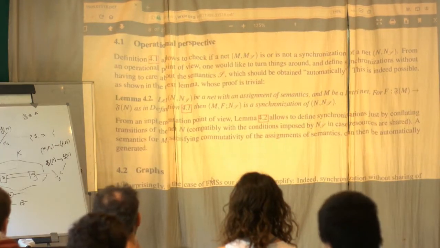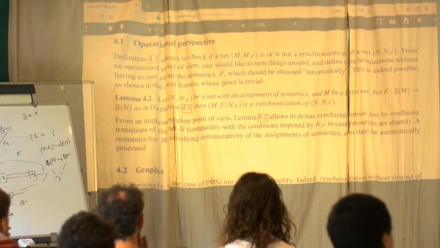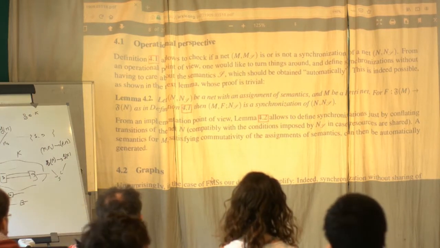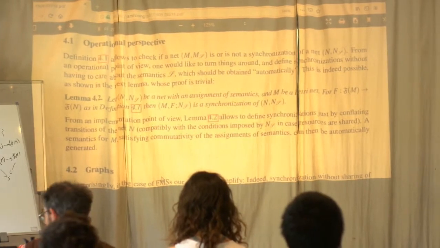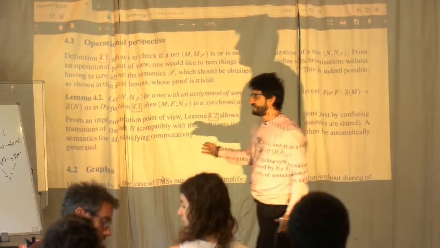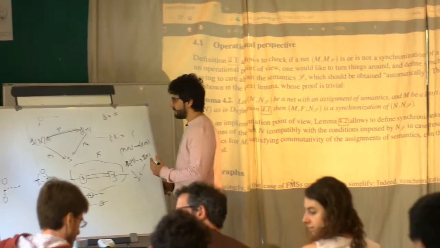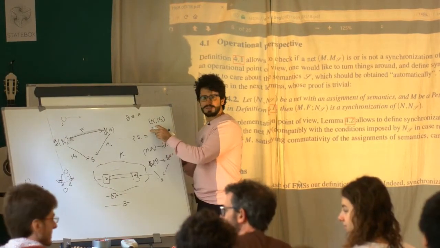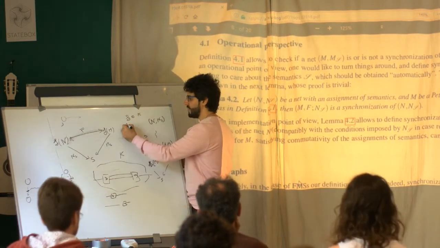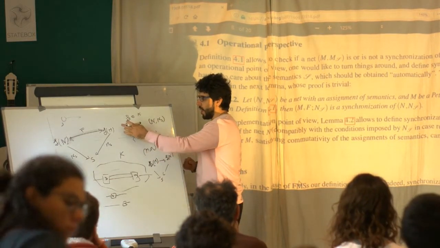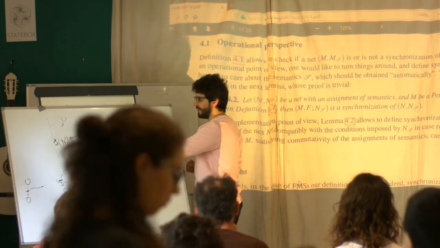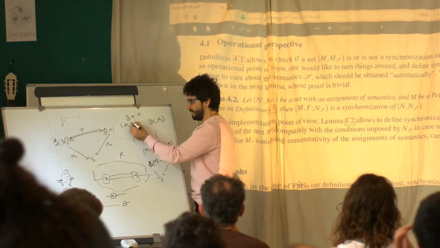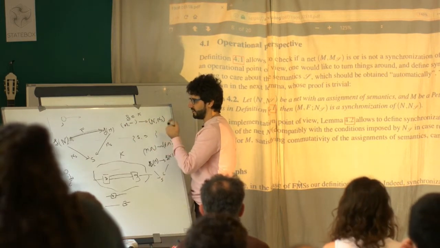I always focused also on how operationally this thing works in practice. So in this case, it's very easy. What I mean is, in practice, if I have this net and I want to synchronize some of these transitions, I just want to think about what happens on the net part. I don't want to have to manually specify the semantics of this thing here, if this is a net synchronization.